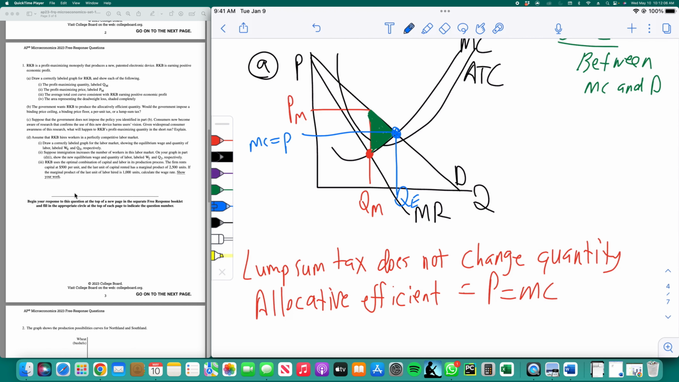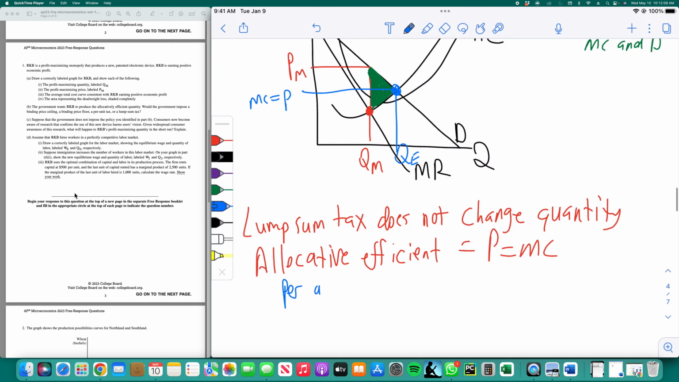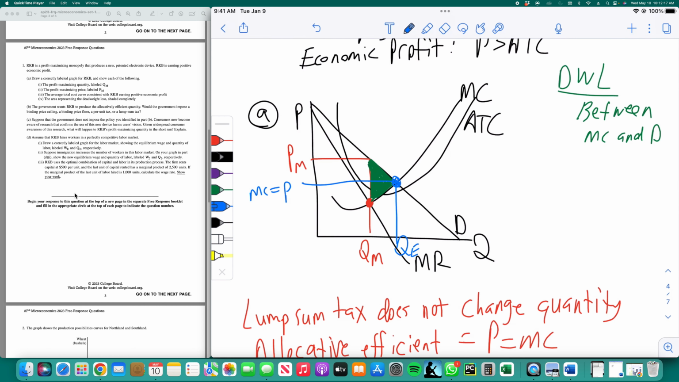A per unit tax will increase marginal cost, and as you can see here, if we increase the marginal cost, quantity is going to go down. So that's not going to be it either. Now, do we need to do a binding price floor or binding price ceiling? Well, we are trying to say, hey, you're charging too much. You need to lower price. You cannot go above this price here. That is a binding price ceiling.